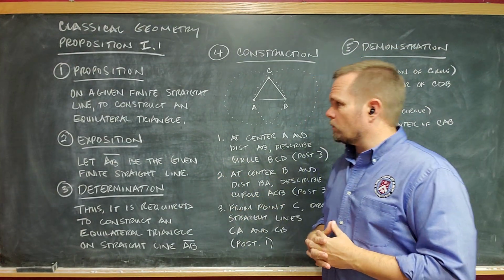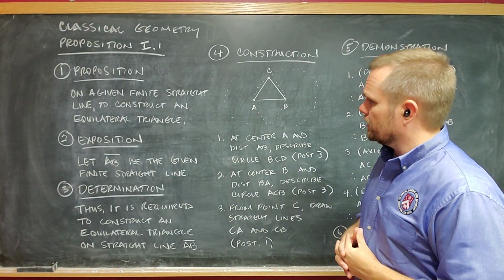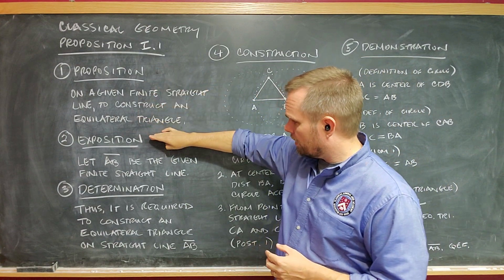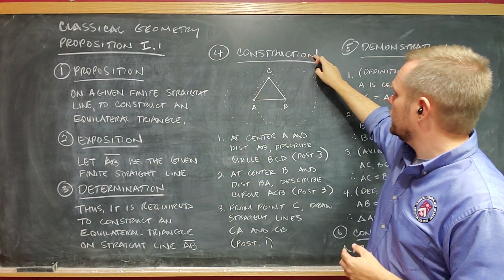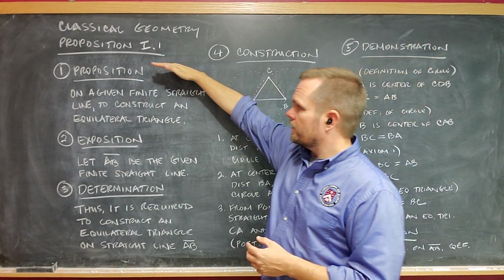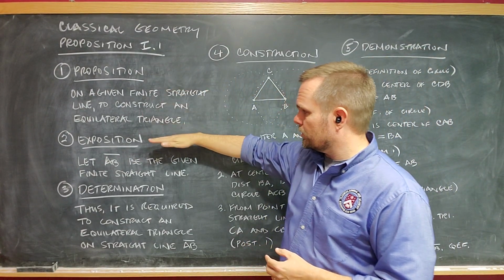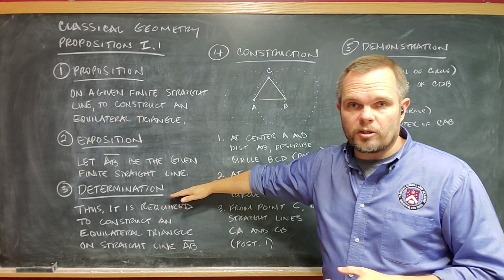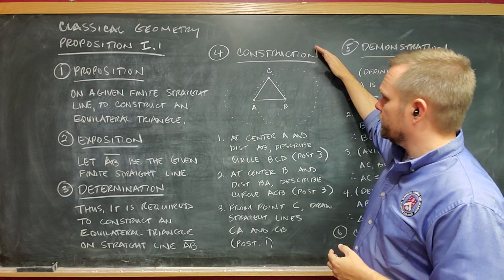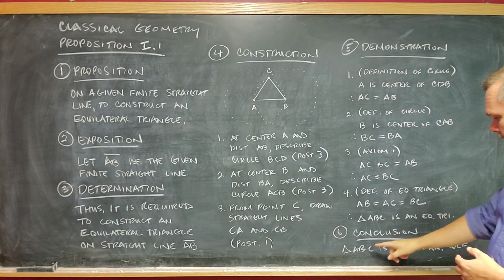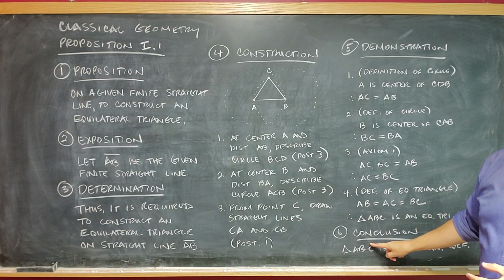And the first thing that I want you to see up here on the board is that there are 6 parts of the proposition labeled. Part 1, the proposition. Part 2, the exposition. Part 3, the determination. Part 4, the construction. Part 5, the demonstration. And down here, Part 6, the conclusion.